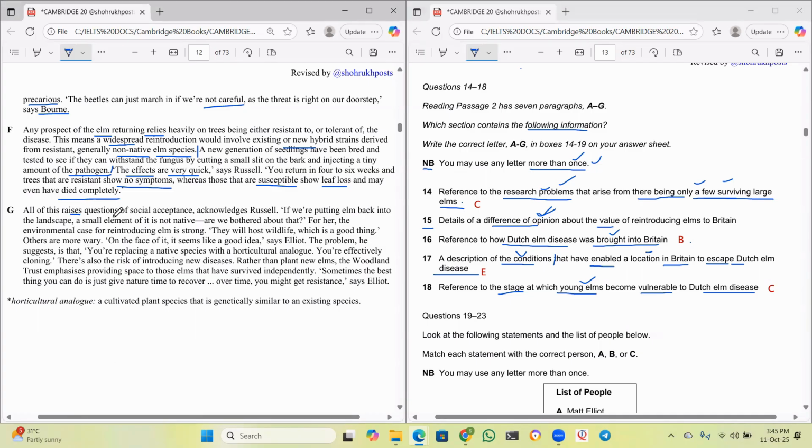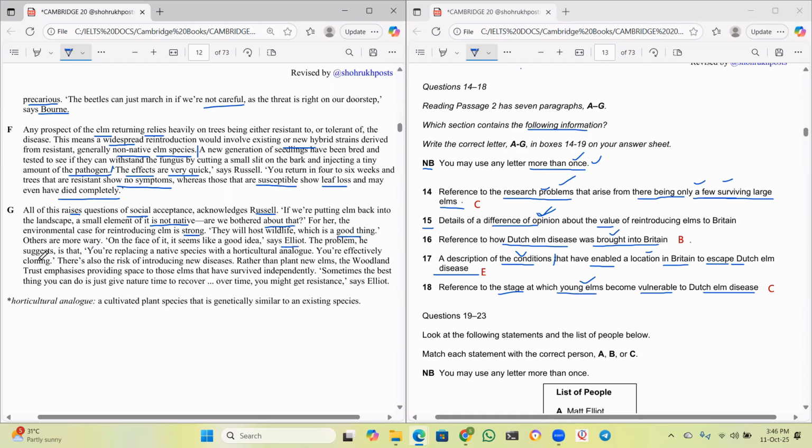raises questions of social acceptance, acknowledges Russell. If we are putting elm back into the landscape, a small element of it is not native. Are we bothered about that? For her, the environmental case for reintroducing elm is strong. They will host wildlife, which is a good thing. Others are more wary. On the face of it, it seems like a good idea, says Eliot.